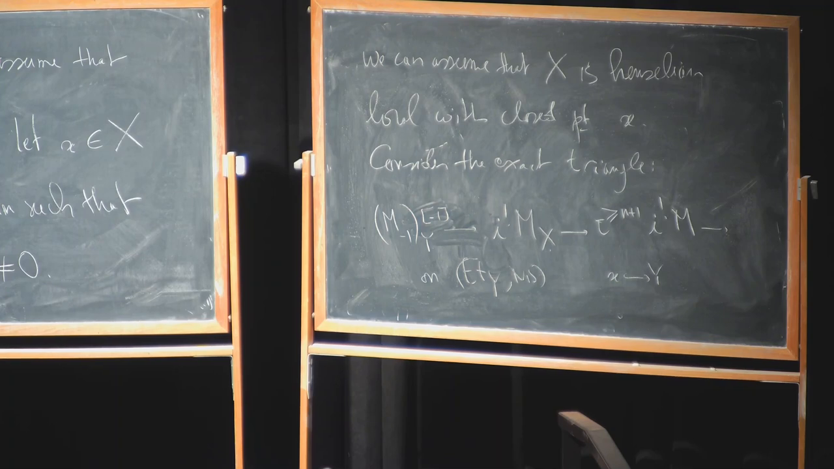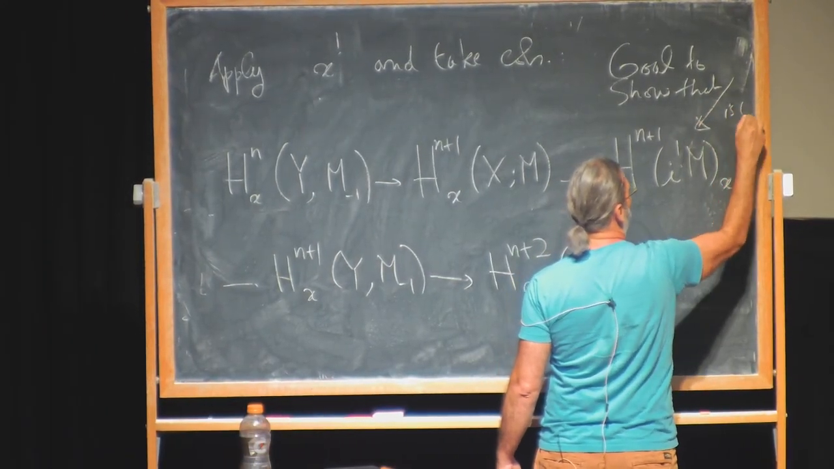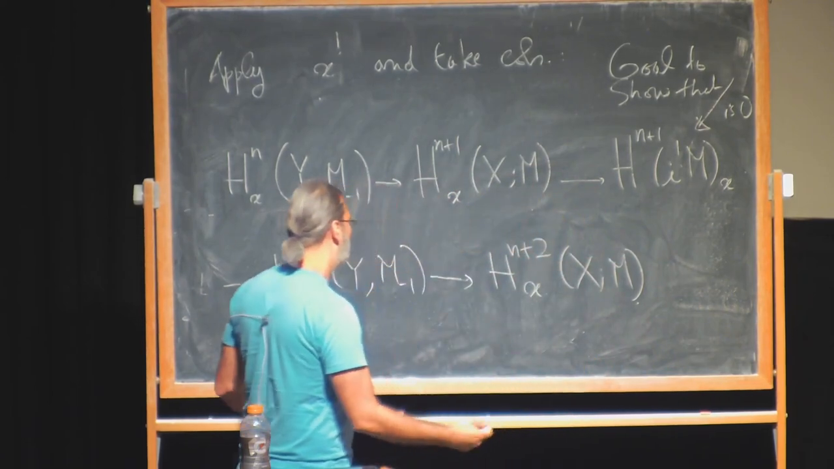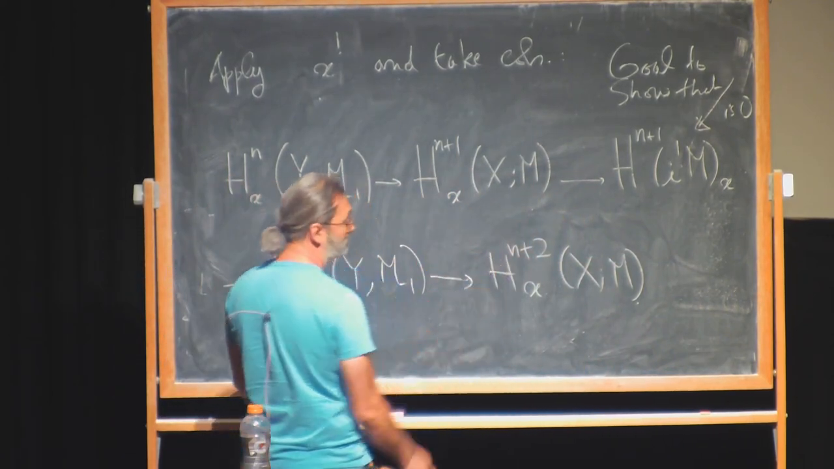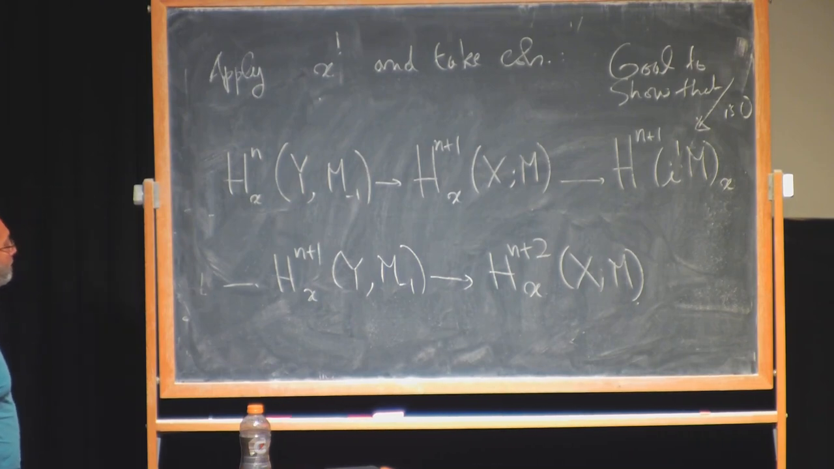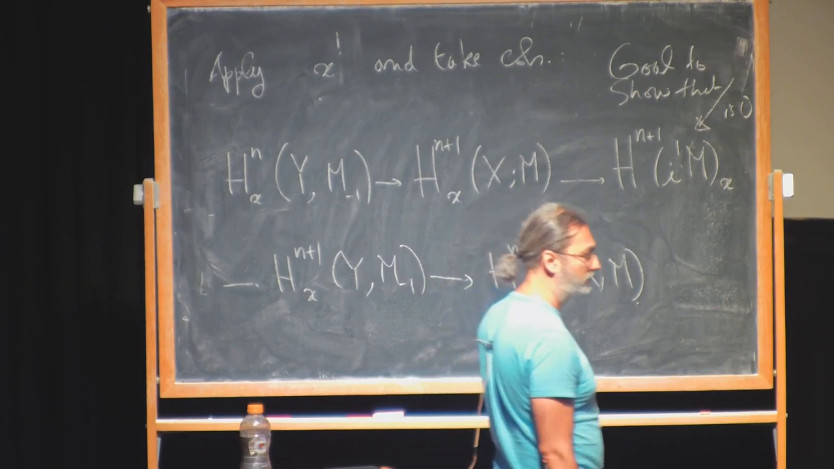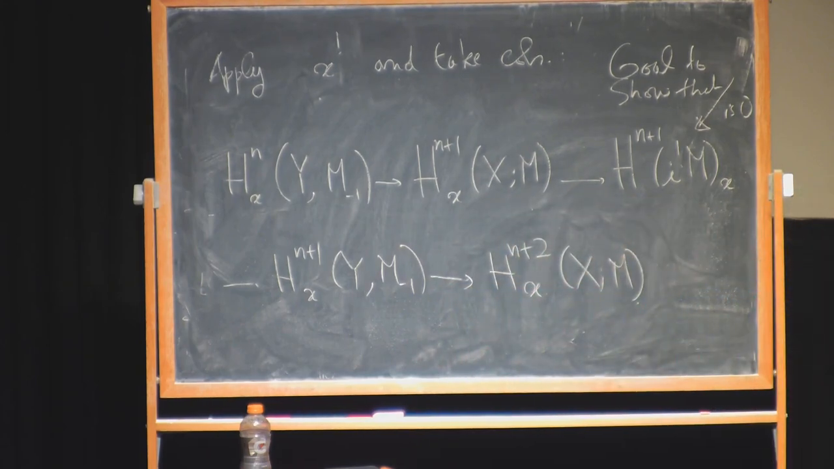So our goal is to show that this is equal to zero, and to get the contradiction. Goal: to show that this guy here is zero. And so we are going to do this by analyzing these terms here. And then if we can do this, we are done, basically.